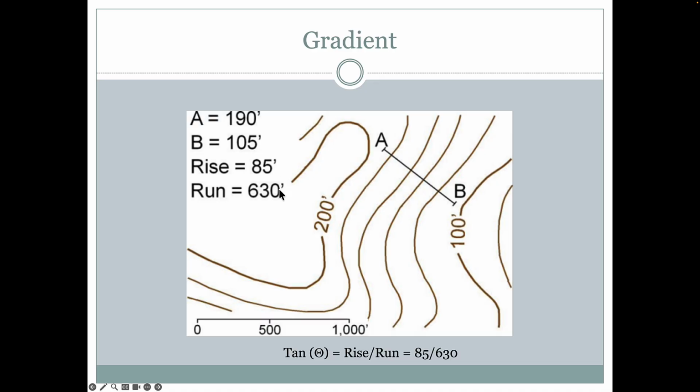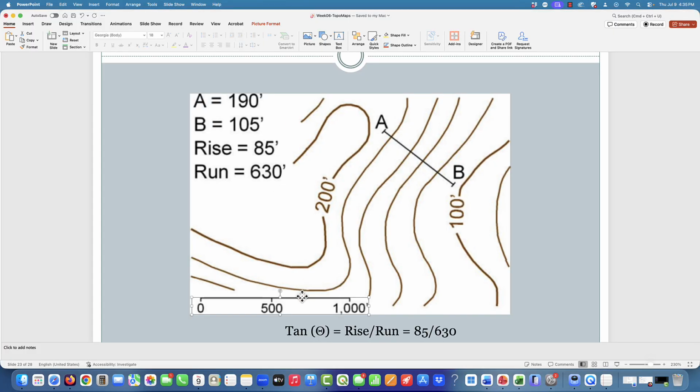And then to measure the distance, I'm going to go out of full screen for a second here. We'll just grab our scale here, twist it around, and then lay it so one end is at A, and the other end here is about a distance of 630. So that's going to be the run. The distance from A to B is going to be 630 feet.